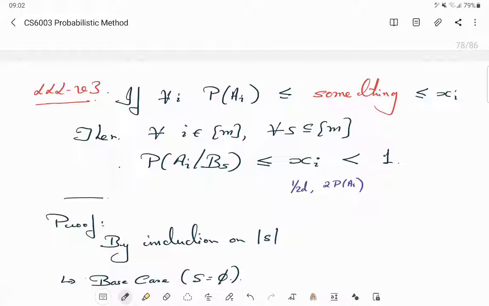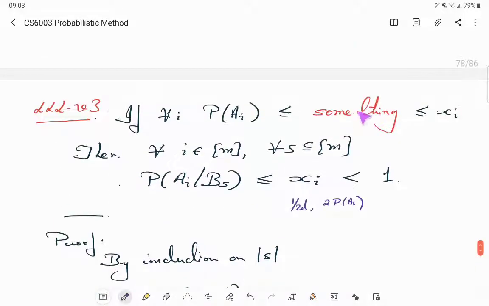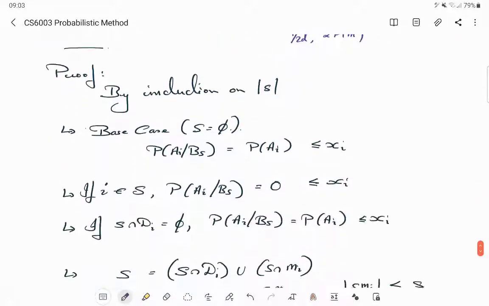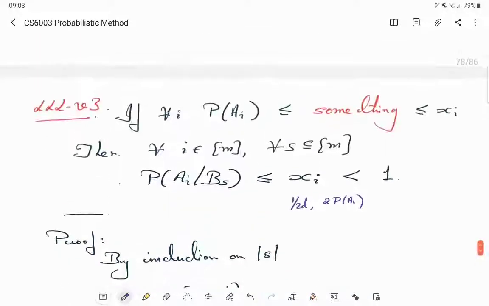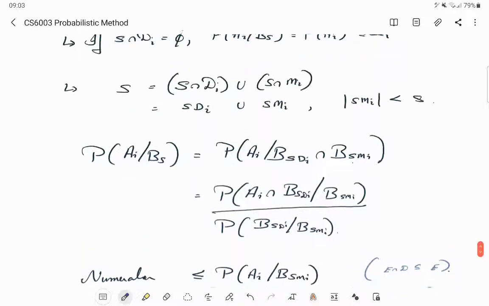Now we are repeating the proof a third time, so I'm going to go very fast. It's again induction on the size of S. The base case is easily handled. It is at most P of AI, which is less than xi. We can again say that I is not part of these subscripts, because if so, then this event had 0 probability, which is also less than or equal to xi. Again, your xi has to be greater than or equal to 0, since this is a probability.